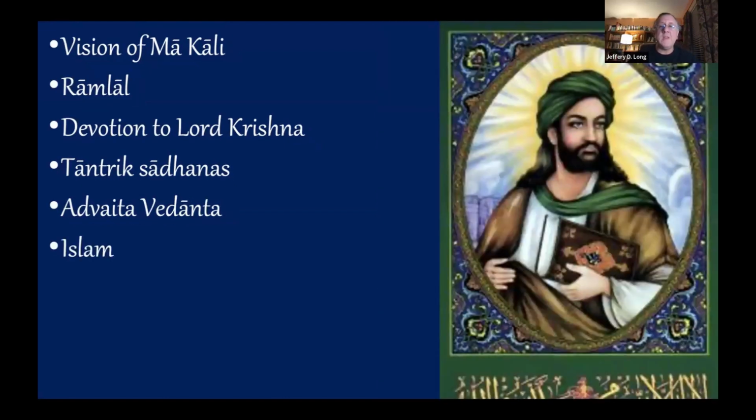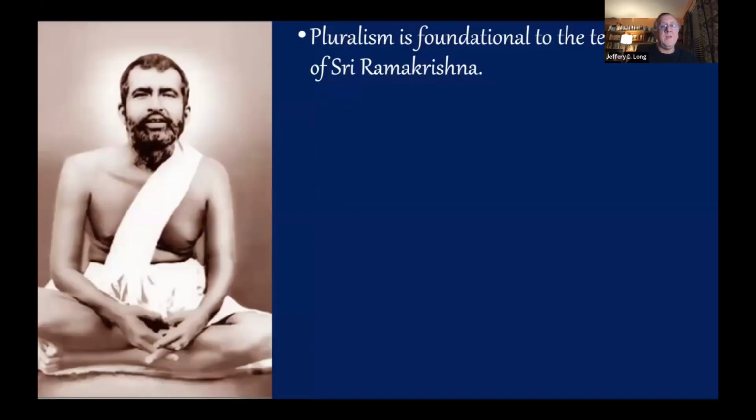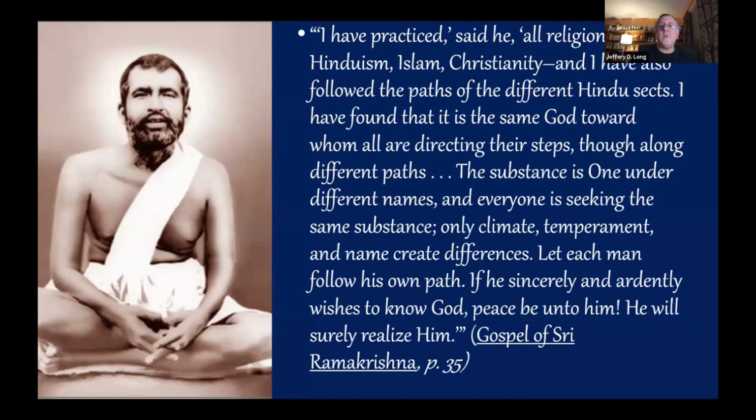He also practiced with a Sufi teacher and had a very powerful vision through the practice of Islam. And also finally Christianity. He listened to stories from the Gospels at the home of a devotee, and had a vision of Jesus, in which the two of them merged as one being. So Sri Ramakrishna spoke of his many practices. He said he had practiced all the religions, right? The religions that were available to him. Hinduism, Islam, Christianity. He followed the paths of the different Hindu sects and traditions.